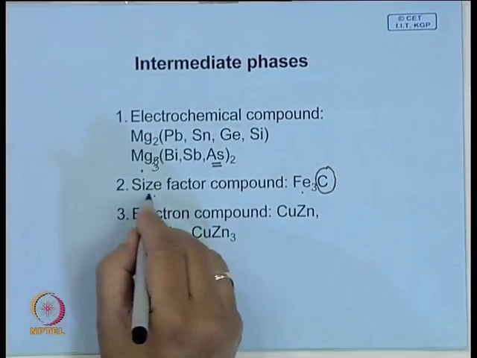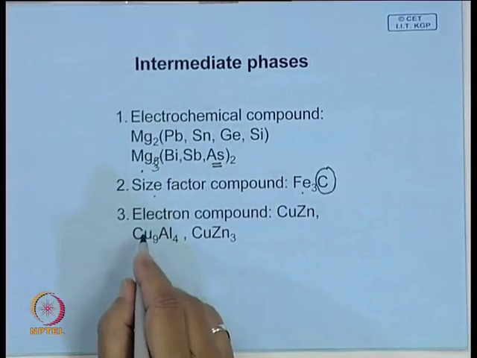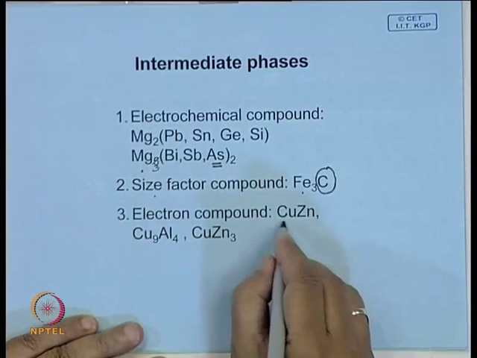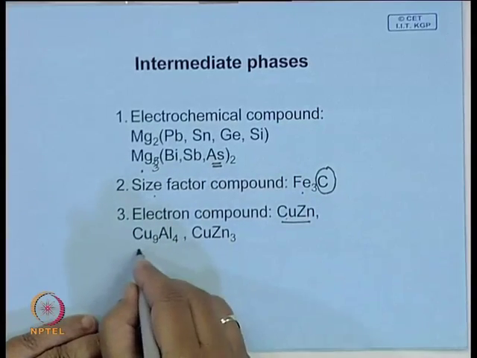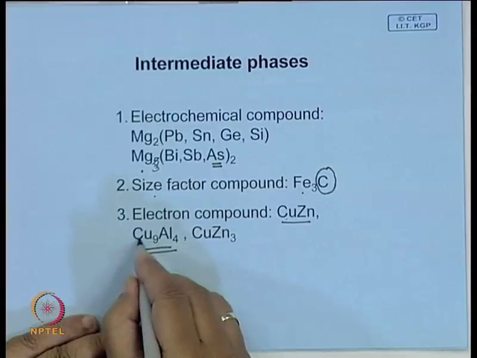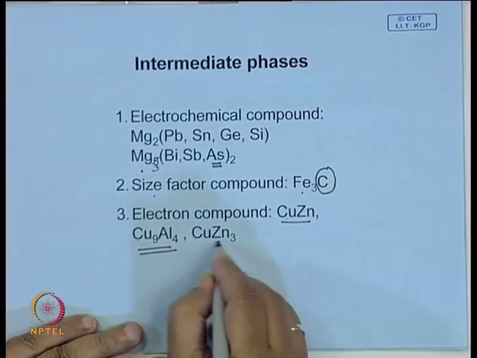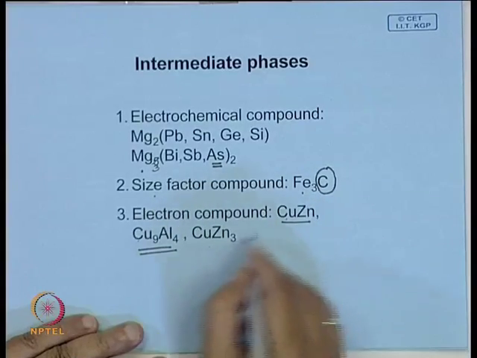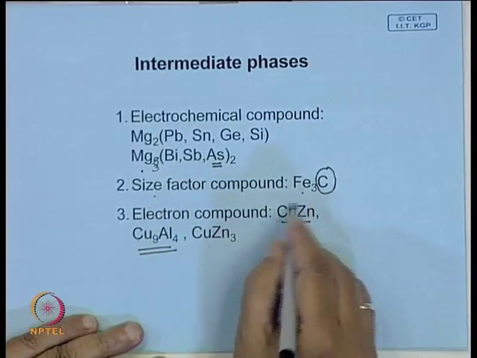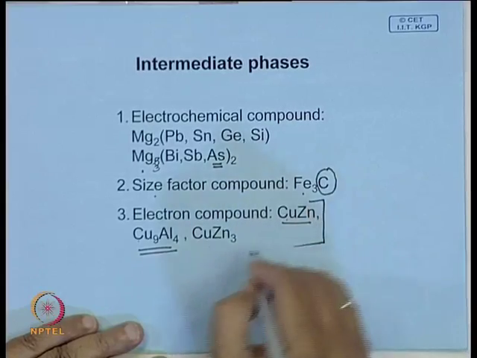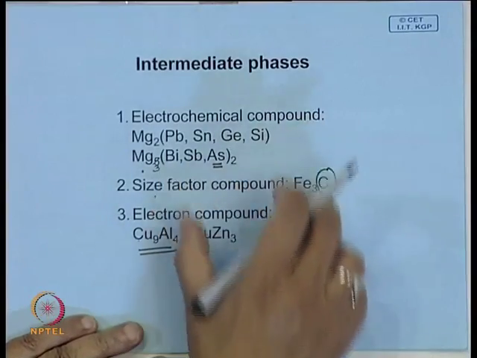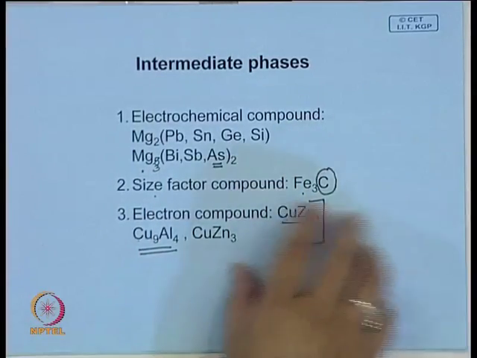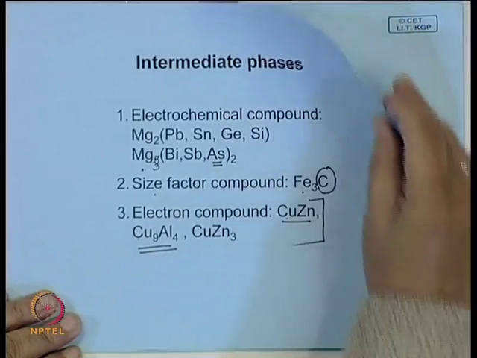Therefore, they get a different name, size factor compound, and likewise you have another type of intermediate phase called electron compounds, like copper-zinc and copper-aluminium alloys, Cu9Al4 or CuZn3. Look at these: they do not come in the order of their valency, valency does not play a role. So we cannot say that an electrochemical bond is forming. This belongs to another class of intermediate phase.